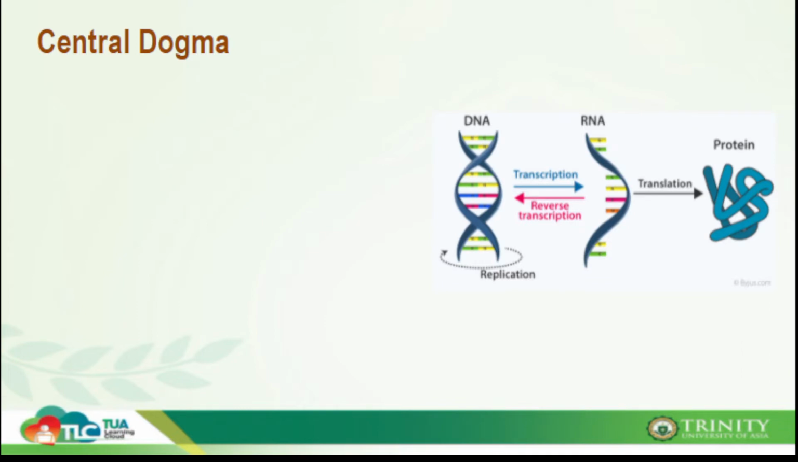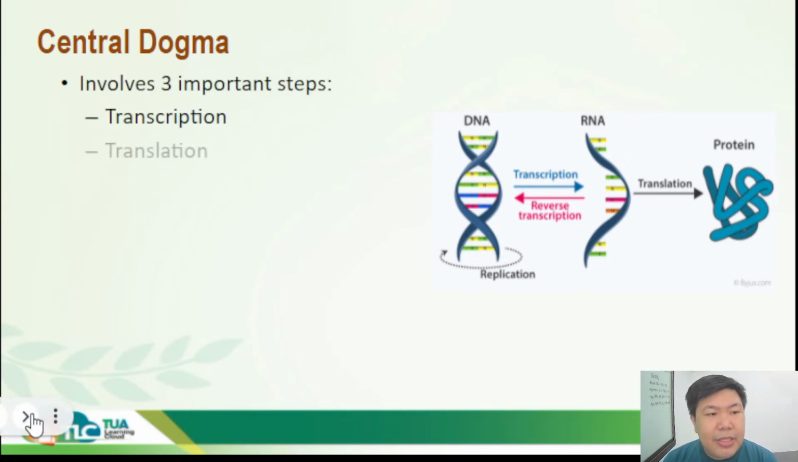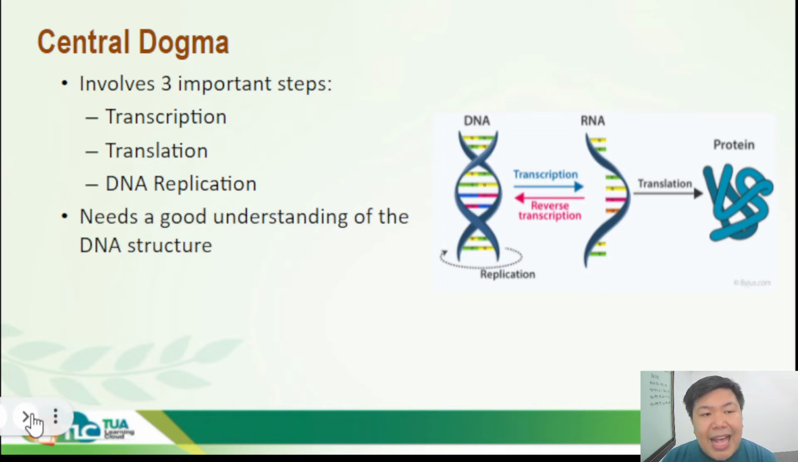So the central dogma is actually composed of three important steps. These steps are transcription, translation, and DNA replication. And in order for us to better understand the process or the flow of information in the central dogma, we have to have a good understanding of the DNA structure. So we are going to talk about this first. What is the DNA made up of? How are they made before we go into the central dogma proper?